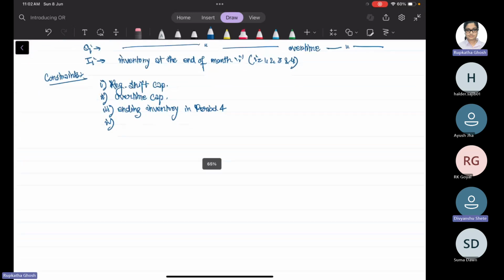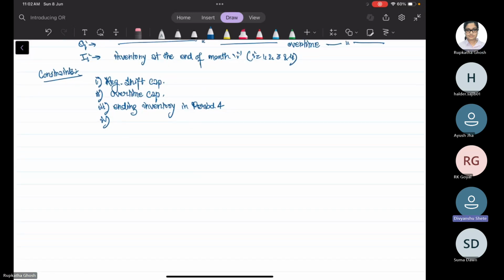What else? Anything else? Production per month. Demand per month. Yes, very good. Exactly, exactly. So that is demand constraint. But here there will be a slight catch. Okay. Before explaining this, tell me what will be your objective function?